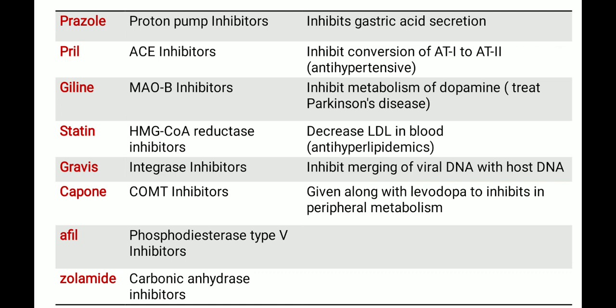Next is capone, COMT inhibitors, catechol O-methyltransferase inhibitors. They are used to inhibit the peripheral metabolism. And next is afil. Any drug which ends with the suffix afil is used as phosphodiesterase type 5 inhibitors. That is, this will prevent the inactivation of secondary messengers. And next is zolamide, for example, acetazolamide. So they will reduce the activity of carbonic anhydrase. So this enzyme is used for catalyzing carbon dioxide and water into carbonic acid and bicarbonate.